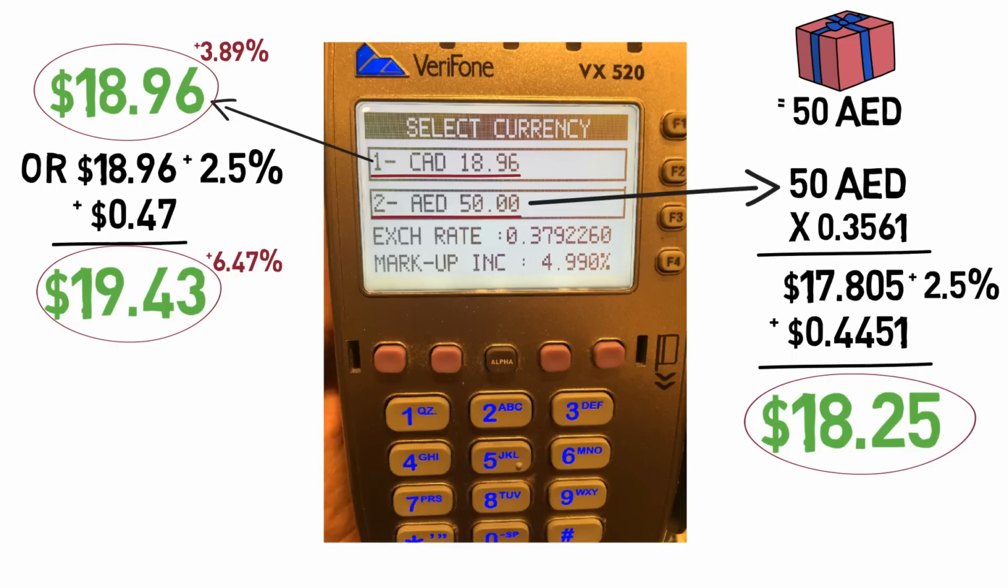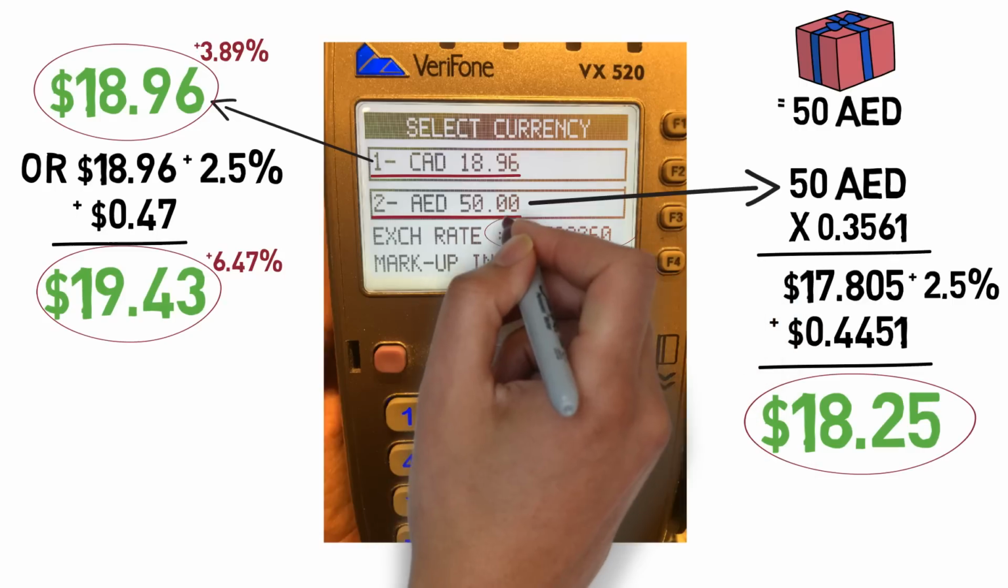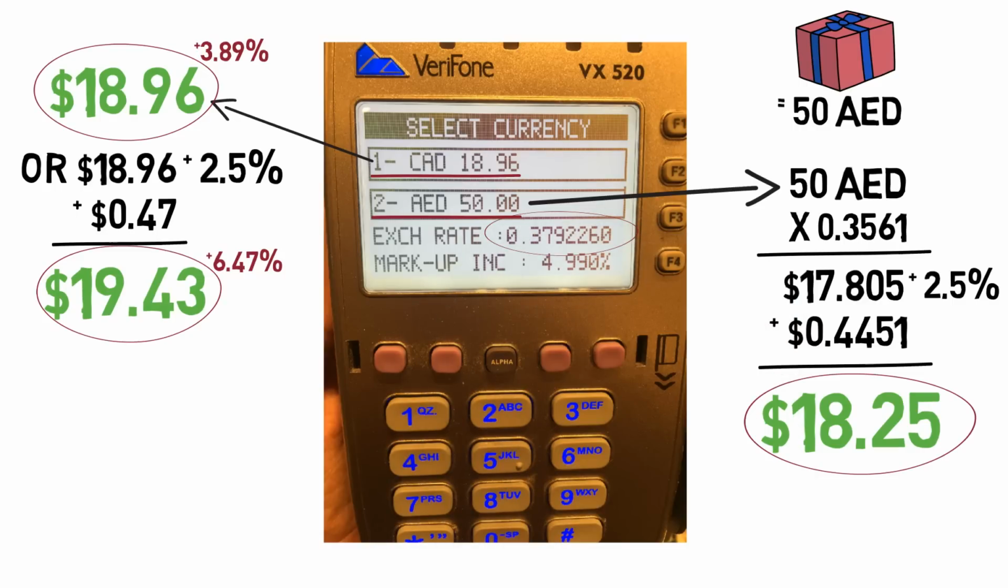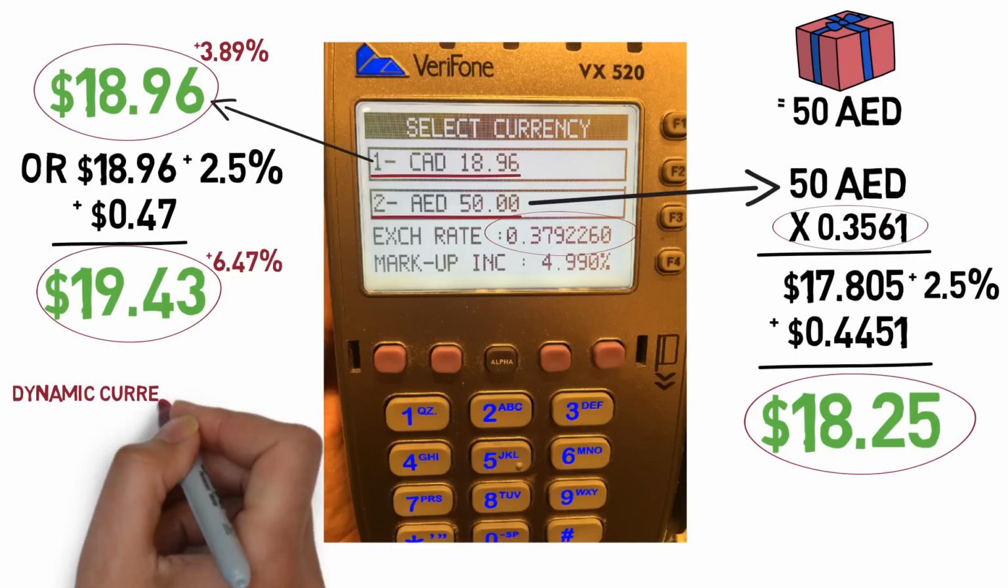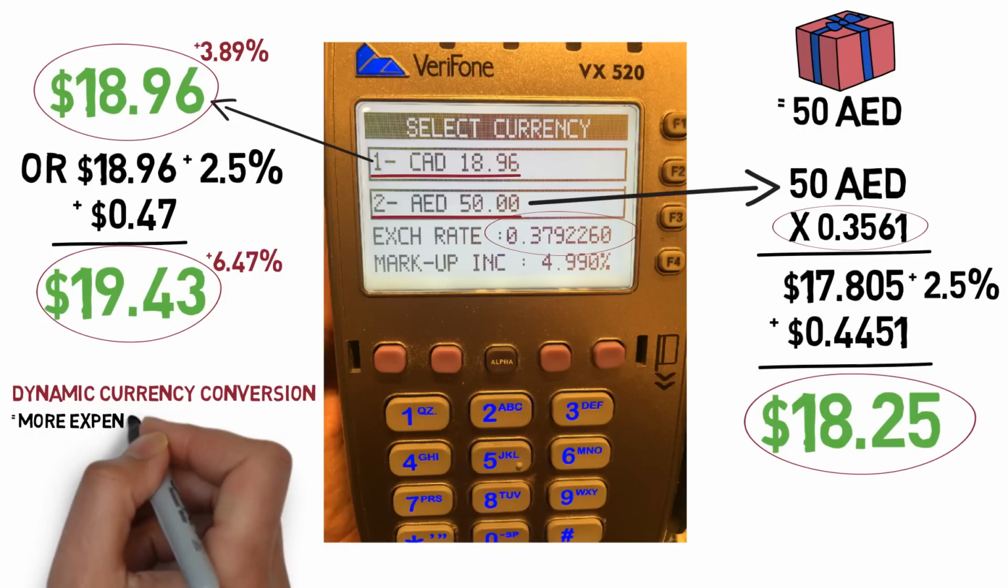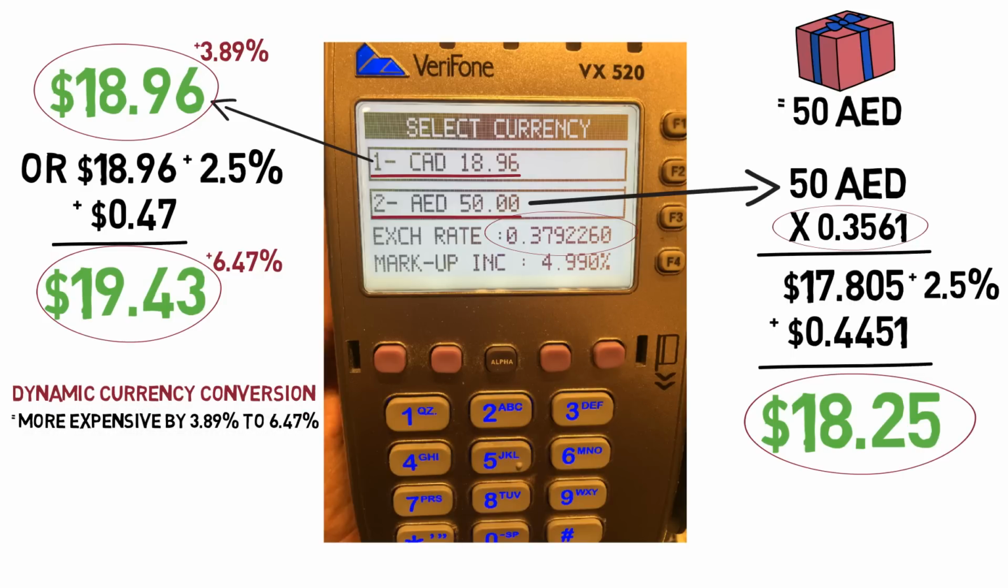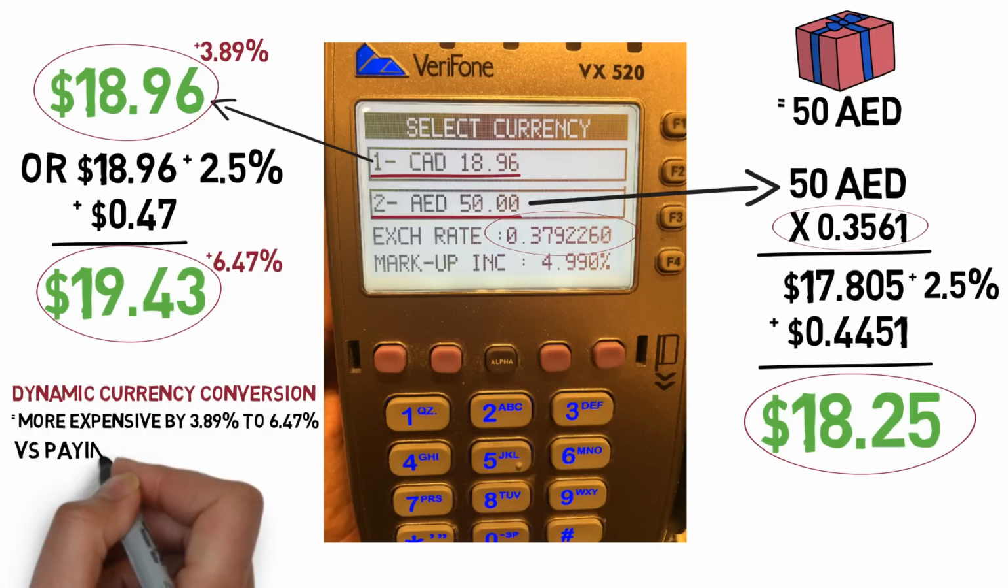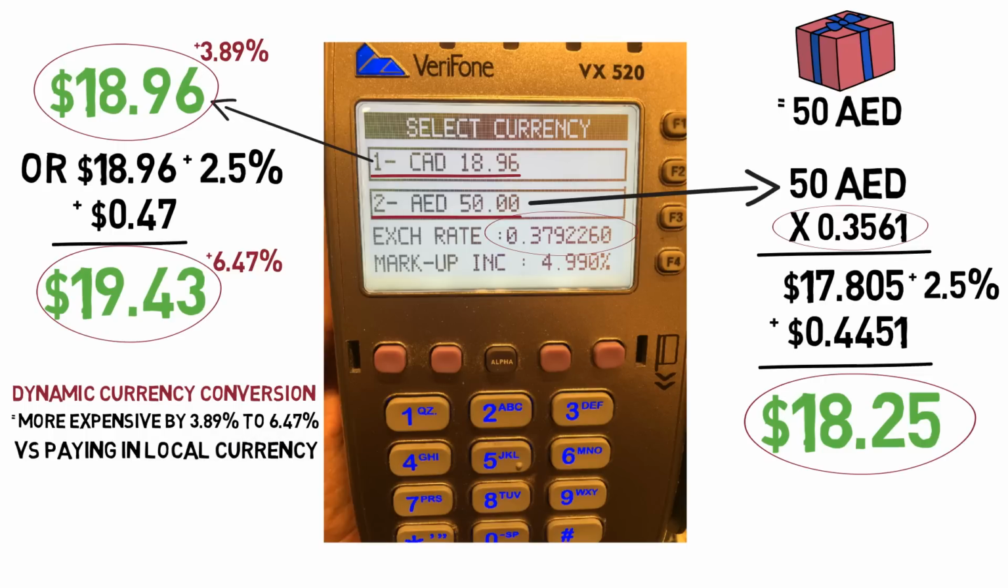Note, the exchange rate listed on the terminal is 0.37922260. This is much worse than the exchange rate used by my credit card company. Since most people have no idea what a competitive exchange rate should be, they often pick to pay in their home currency because it's familiar. So again, in this case, dynamic currency conversion, where the currency conversion is done at point of sale, is more expensive by between 3.89% to 6.47% compared to choosing to pay in the local currency and having your credit card company process the conversion as per normal.